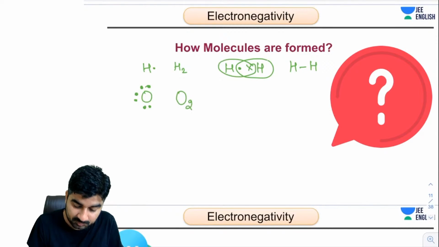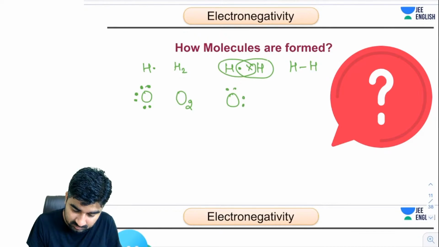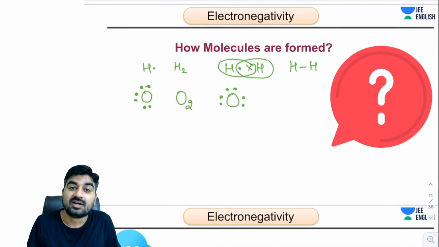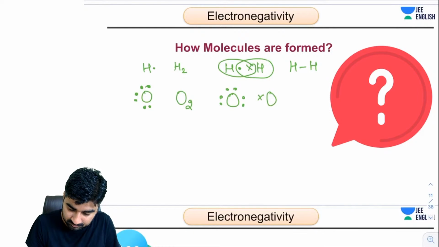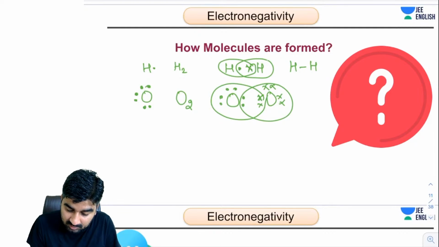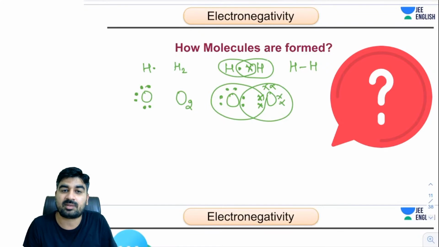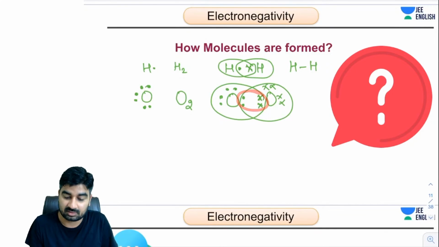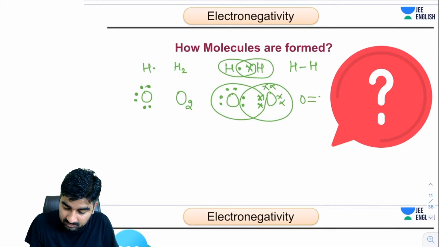Now O2, what is that O2? Now it needs 2 electrons, so it will share like this. In the above case there was only one pair, here we have 2 pairs, 1 pair, 2 pair, right? These pairs are called lone pairs because they do not participate in the bonding, and these pairs are called bond pairs. So how will I denote it? O double bond O.